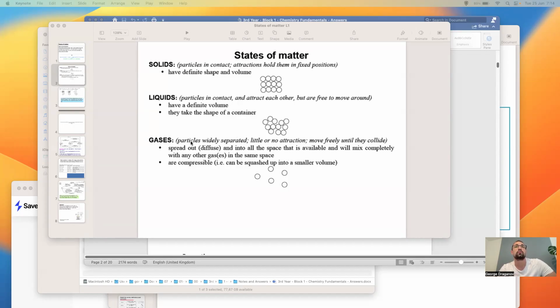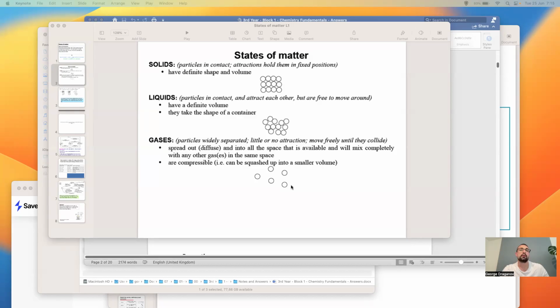Now, in terms of strengths of attraction, a solid has the strongest attractions between the particles, holding them together. The particles have the least energy and they just vibrate. Unless you're at absolute zero, particles are always vibrating. In a liquid, the particles are less strongly attracted to each other than in a solid. So they can move and slide over each other, but they're still touching. The energy of the particles is higher.